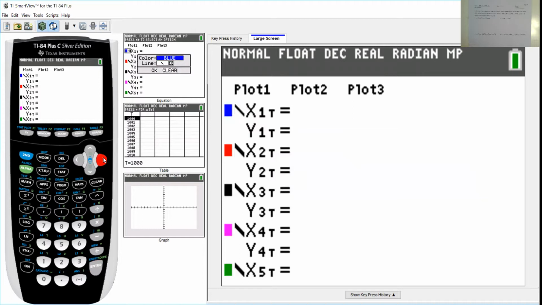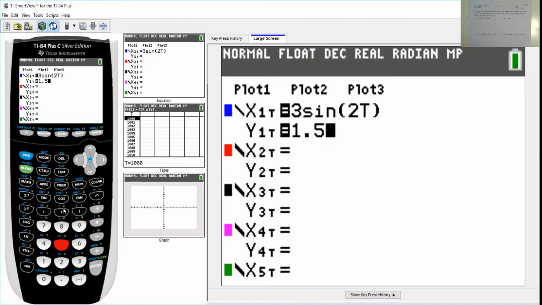All right, so the first equation is 3 sine of 2t. Notice I hit x, I get a t because we're in parametric. And the second one is 1.5 cosine of t. And we hit graph.